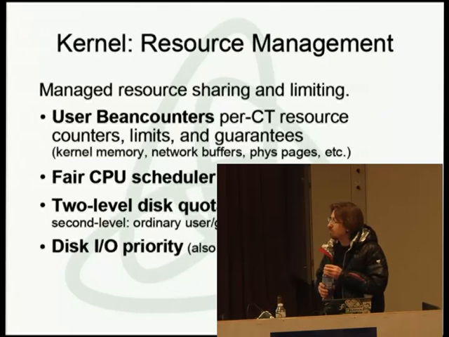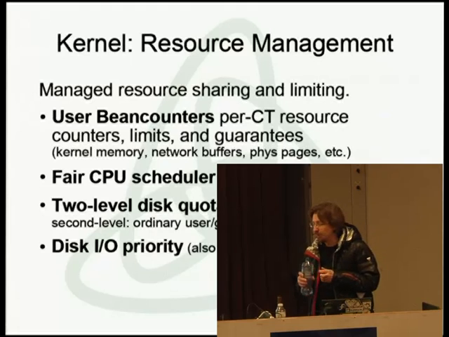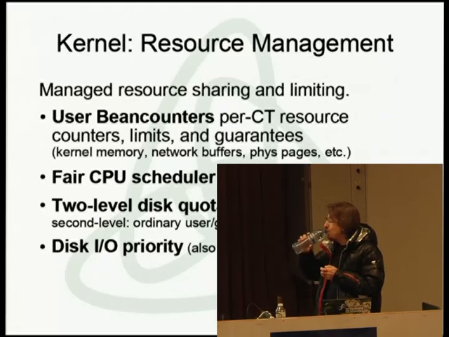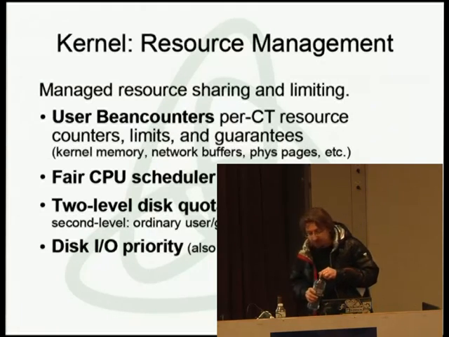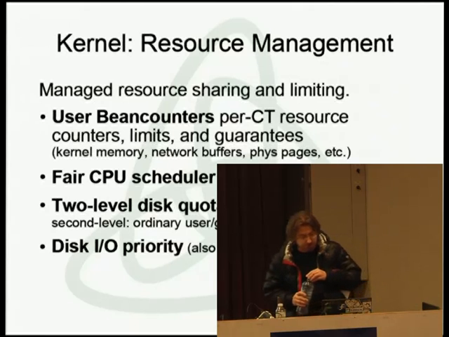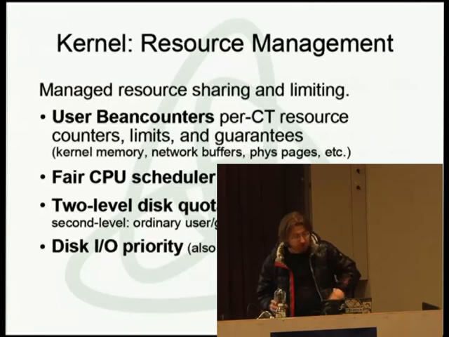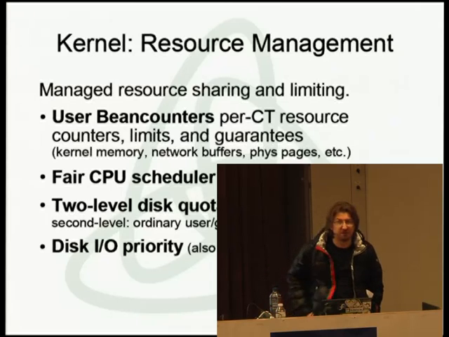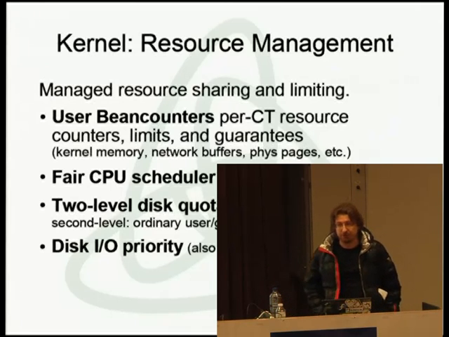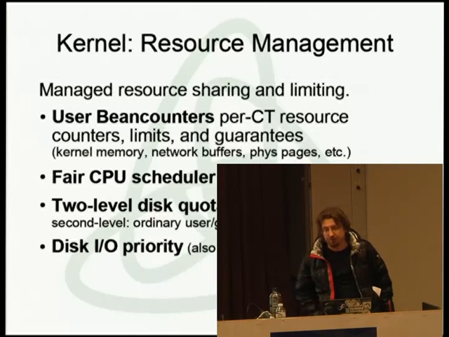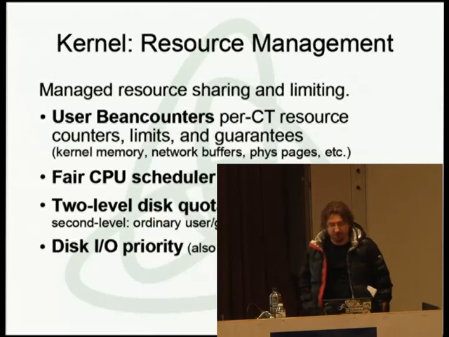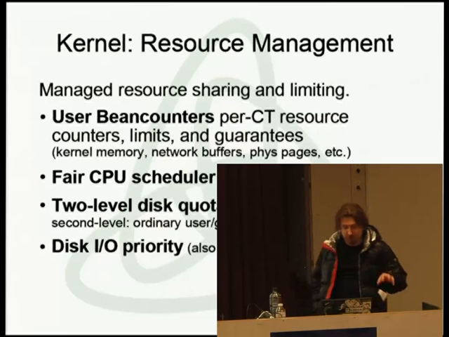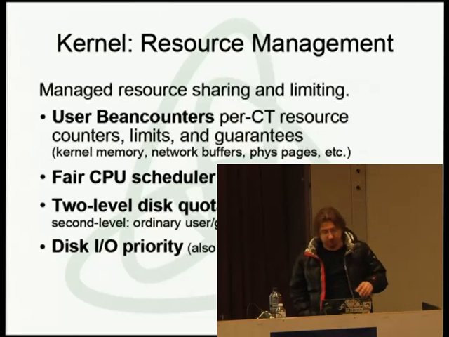So we have four mechanisms in OpenVZ. The first one is historically called user beancounters, which is a set of 20 resource control parameters, mostly memory related, but there are some auxiliary ones like the number of open files and the number of processes that you can have in containers. So for each container, there is that set of limits.